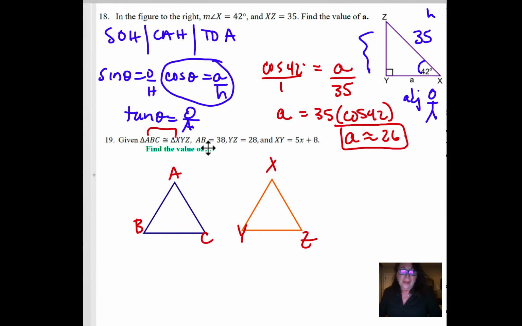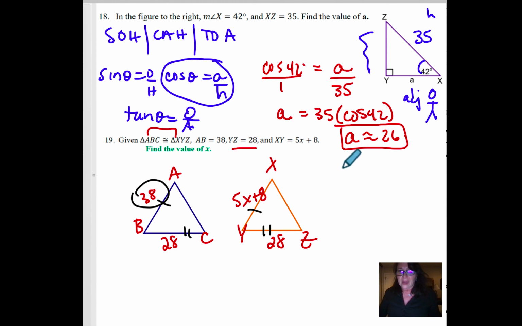Okay, AB is 38, so that value is 38. And YZ down here is 28, which, if the two triangles are congruent, so is this. And XY, which is this left side, is 5x plus 8. So realistically, what we know is that this side equals this side, and that side equals that side. So I just want to find the value of x.